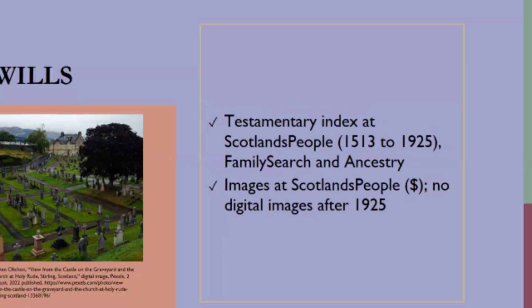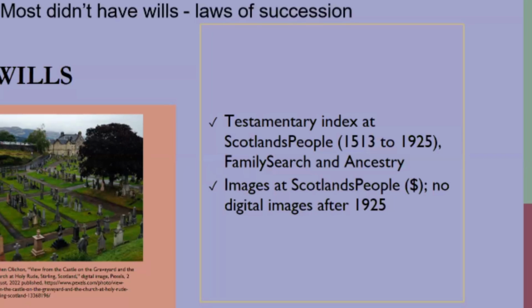And then you can find a testamentary index or a will index. Scotland's People has one from 1513 to 1925. Family Search has an index as well as Ancestry. You can find the images of some of these wills at Scotland's People, but they don't have the digital images put up after 1925. Obviously, we're talking privacy issues again. But if your Scotsman or Scotswoman was of lower middle class or poor, you probably didn't have a will. And so if you passed away, it would just succeed to the eldest child.